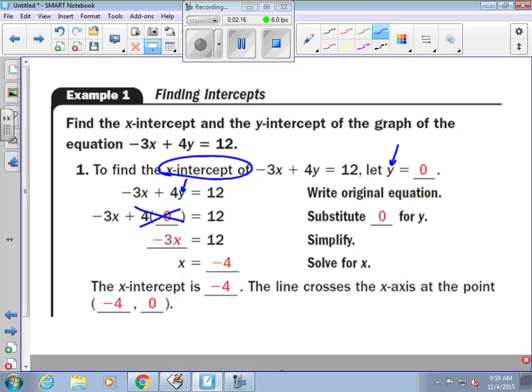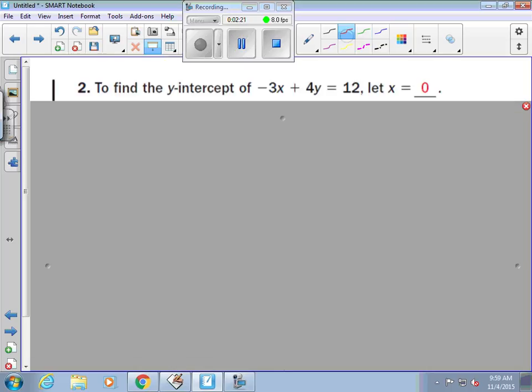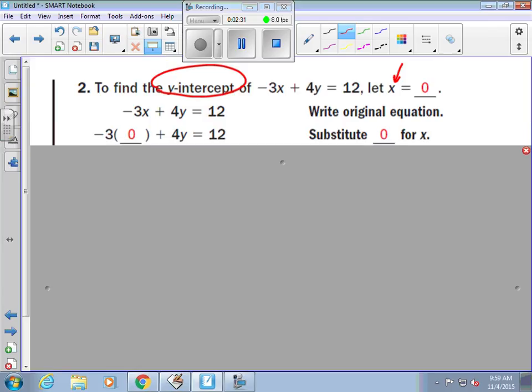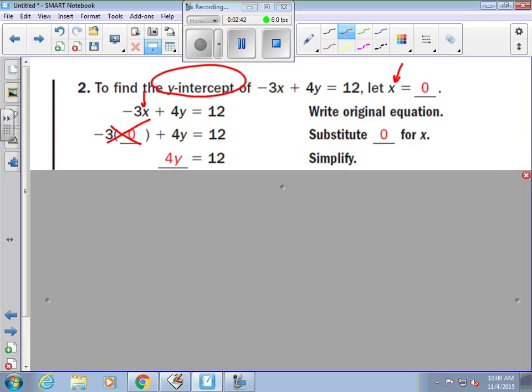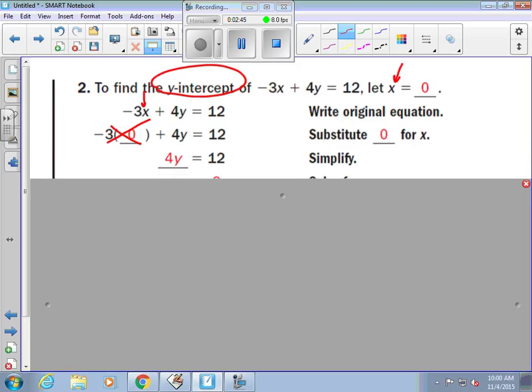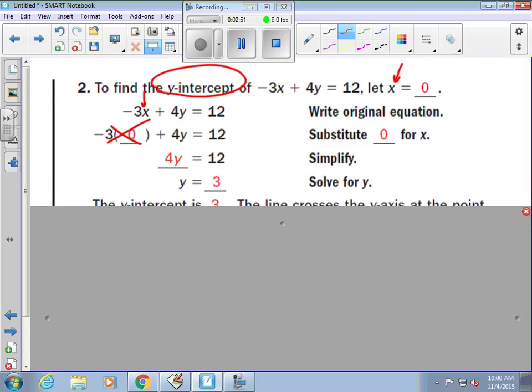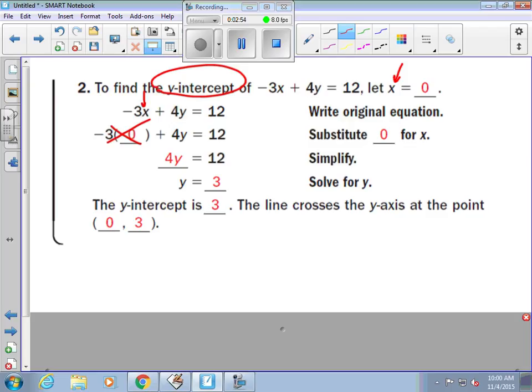The same thing is true when you're finding the y-intercept, except you're looking for y, so you plug in 0 in place of x. Same equation: negative 3 times x becomes negative 3 times 0. Anything times 0 cancels that out and leaves you with 4y is equal to 12. Divide by 4 on both sides, and your y-intercept is 3. That means the line crosses through the y-axis at 0, 3.